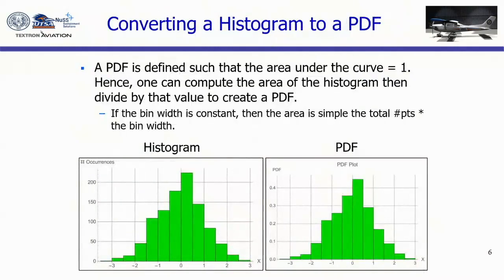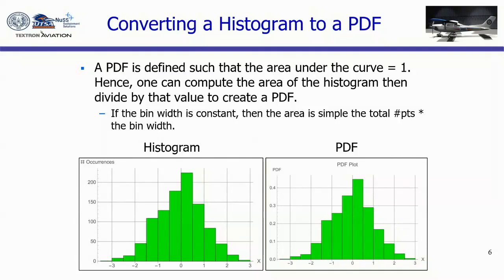And one of the nice things that you can do if you have enough data with a histogram plot is you can compute an empirical PDF from that. So recalling that the PDF integrates to 1, you can calculate the area under the histogram and then divide each bin value by that. And that's very easy to do if all the bins have constant width. It's just the number of points times the bin width.